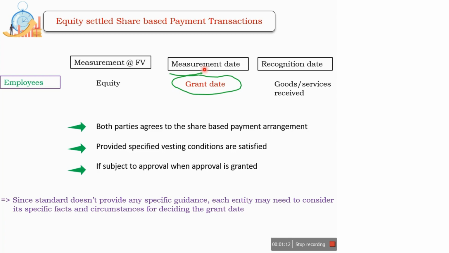There may be cases where employees have started to provide the services but the grant date is not defined. In such cases, the entity estimates the grant date fair value of the equity instrument for recording the expense. And once the grant date is decided, the entity trues up the expense so that it is based on the grant date fair value of the award. So this is a very important factor that we need to take care of.